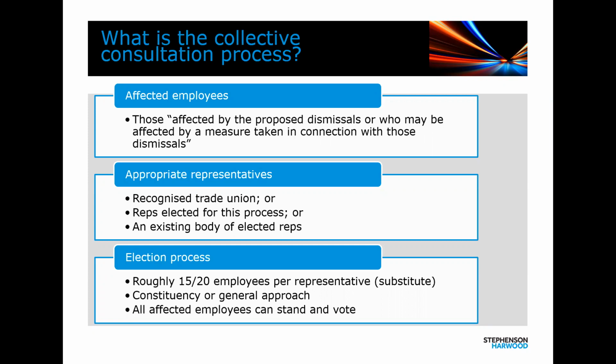So let's talk briefly about the election process. So assuming you have neither a trade union nor an elected body, individuals have the right to elect representatives. And this is something that often gets overlooked when planning the timeline for a redundancy exercise. So it's vitally important that you build in at least a week, maybe longer, to appropriately carry out an election process.